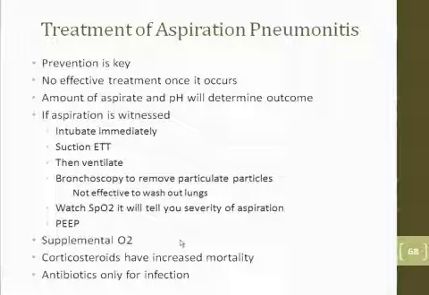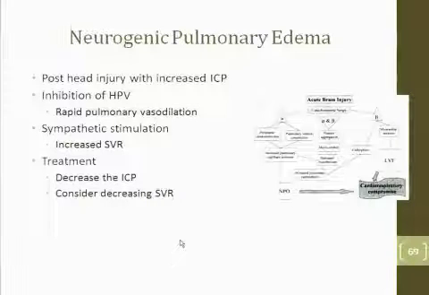And antibiotics only if you're actively infected, so I'm not a pre-treater of antibiotics for these individuals either. The next one is neurogenic pulmonary edema. This can be from post-head injuries. It can also be inhibition of HPV. So we think it's a sympathetic stimulation which increases SVR. Treatment is to decrease the ICP and consider decreasing the SVR as well.